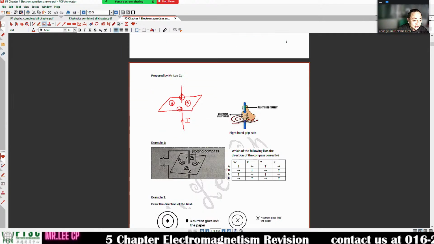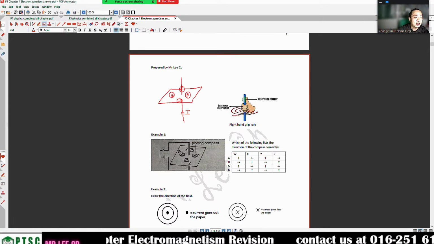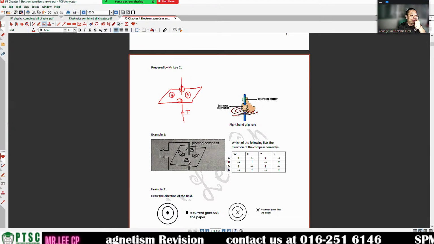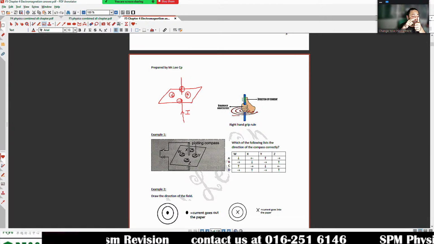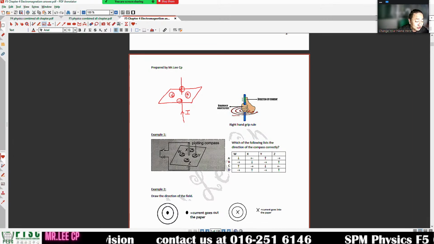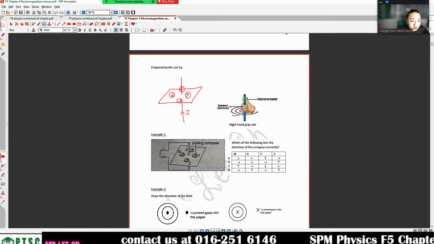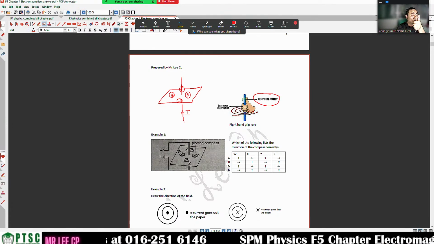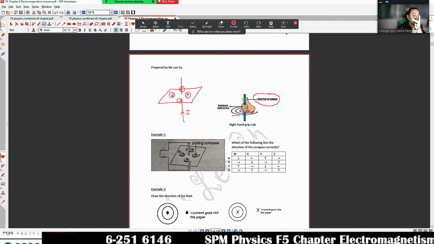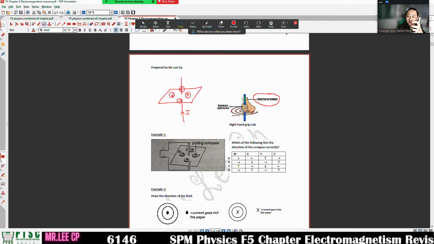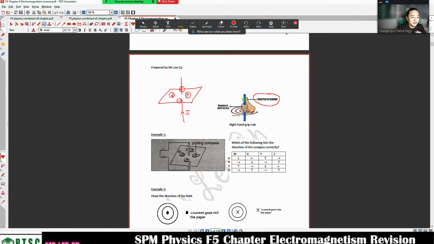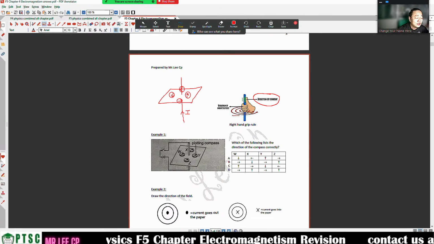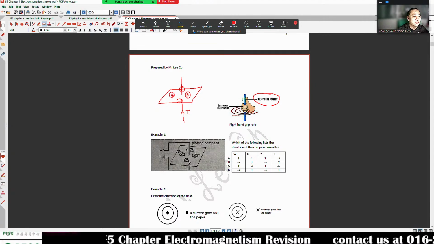So that is the first part. Now we look at the second part. The first thing we need to see is the right hand grip rule. We see the right hand grip rule by using this way. The thumb represents the direction of the current. This one is the direction of the magnetic field. A magnetic field is produced when current flows through, so there must be a magnetic field surrounding it.